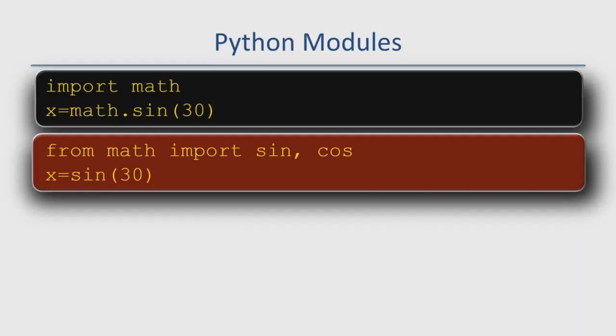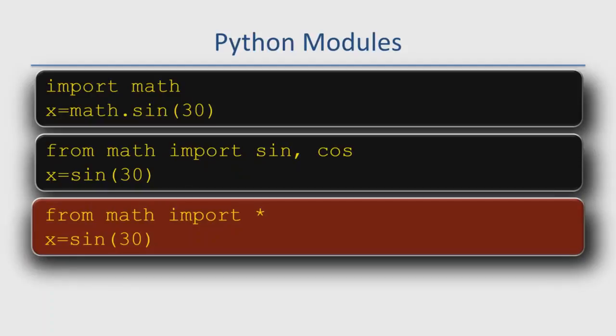For example, suppose you want to use the sine and cosine in your program. So what you have to do, you have to say from math import sine and cosine, and then you can use those modules. Rather than the name of the functions, if you put the asterisk, that implies that you want to import all the functions which are included in particular module. And in this case, you can use any of the functions which are included in that module.